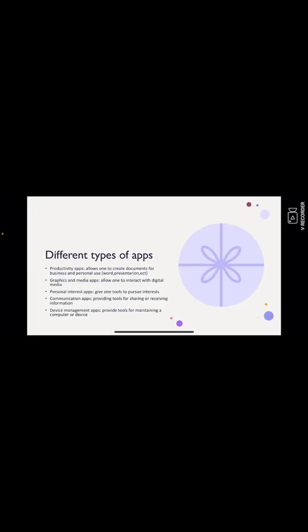They have different types of apps. The productivity apps, which allow one to create documents for business and personal use, like Word, presentations, all that other stuff, Excel. Graphics and media apps, which allow one to interact with digital media, kind of like Instagram, Facebook, all that type of stuff. Personal interest apps give one tools for interests, like say the app that I'm using to record this, to record certain things. It's kind of like that.